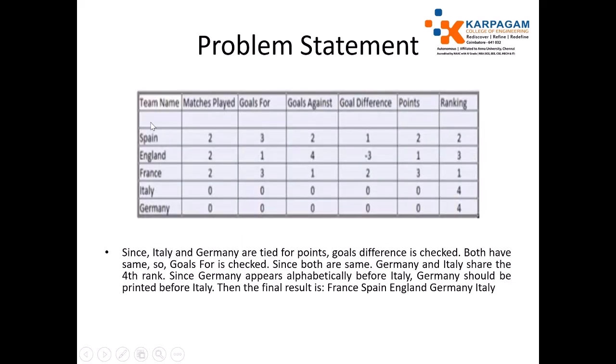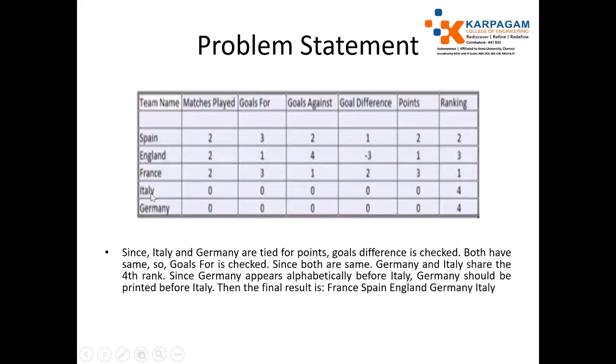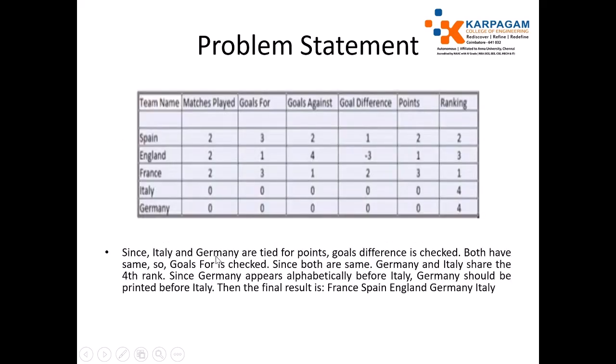So your score table, which is stored in memory, will look like this. According to the input, Spain versus England. Spain won the game, so it got 2 points. England gets 0 points. Spain already got 2 points because it won 1 game, and it scored 3 goals. So 3 goals is recorded.